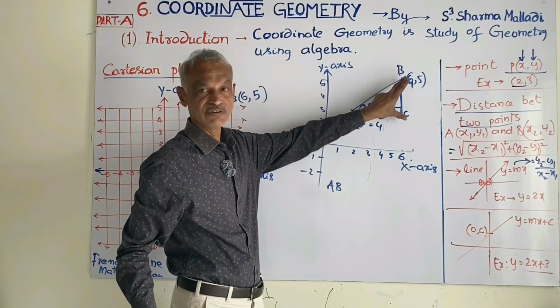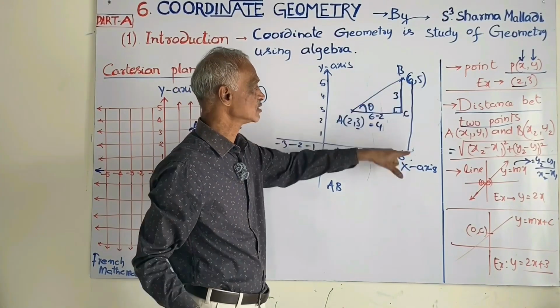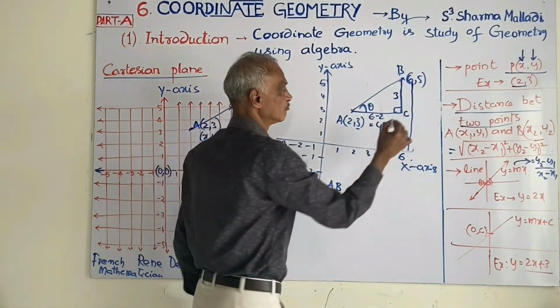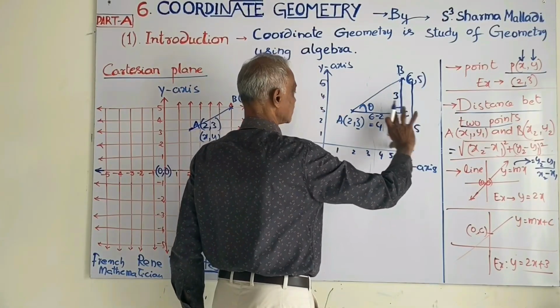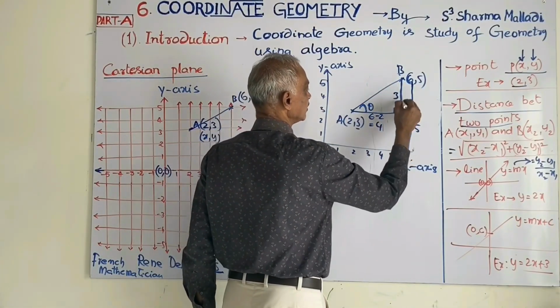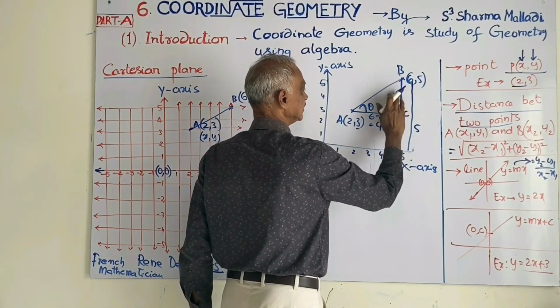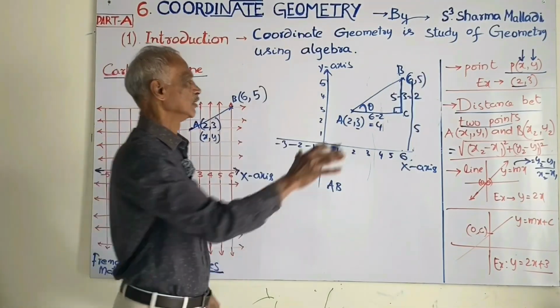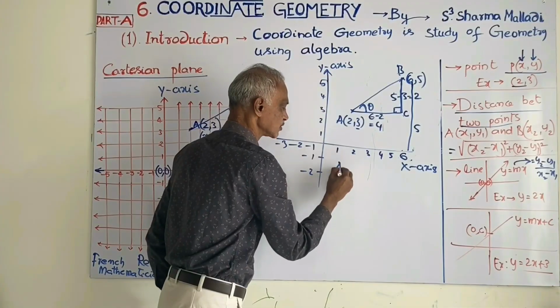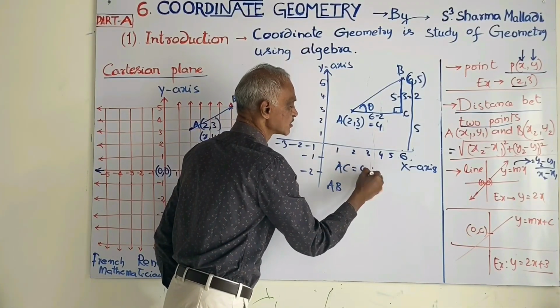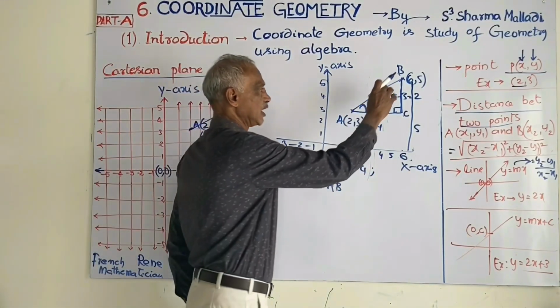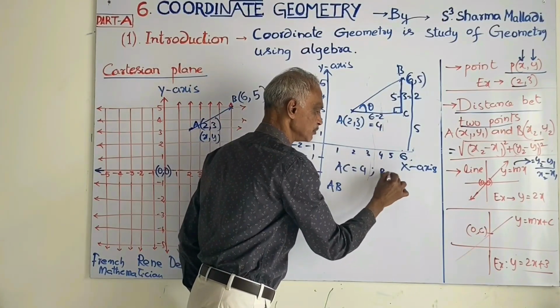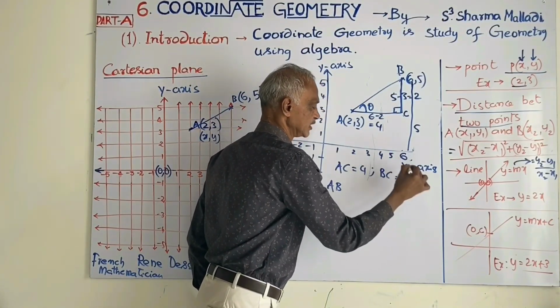And we have to find the y distance, that is BC. Distance is 5, y coordinate, and this distance is 3. This is 5 minus 3. 5 minus 3 is equal to 2. AC is equal to 4. Next, 4 units you take. And BC is equal to 2 units.